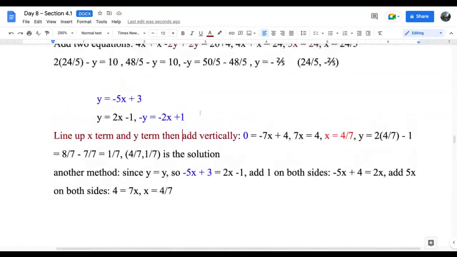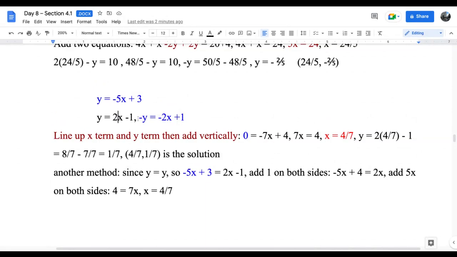All right, let's see this example. This is another example. If y equals negative 5x plus 3, and y equals 2x minus 1, this is great, right? But if we want, we can multiply the second one by negative 1. If you know how to subtract, you do y minus y becomes 0. Negative 5x minus 2x is negative 7x. 3 minus negative 1 becomes 3 plus 1, which is 4. You can use subtraction.